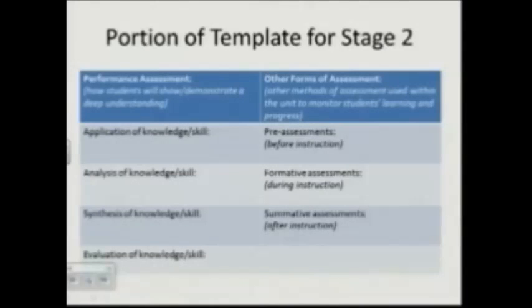You'll see on the right-hand side, under other forms, these are used throughout your unit. Remember, it's not just a snapshot of a student that we want. We want the full photo album that shows their story of understanding. So that could include, again, the pre-assessments before your instruction, formative assessments throughout your instruction, and then the summative assessments afterwards.